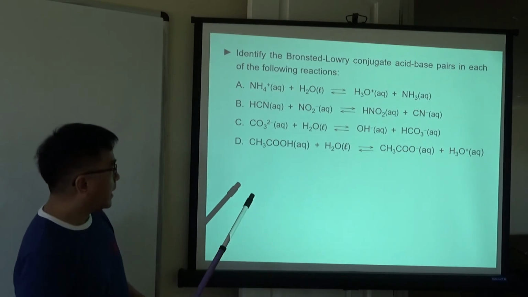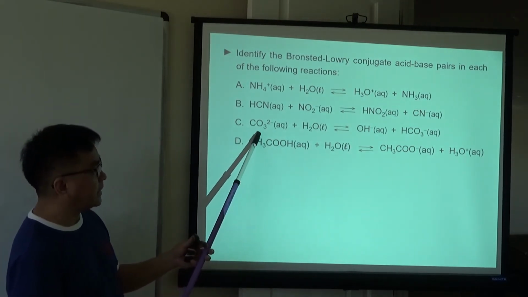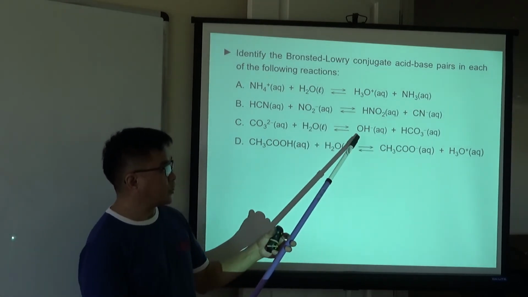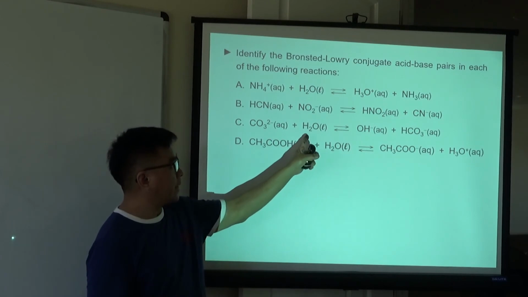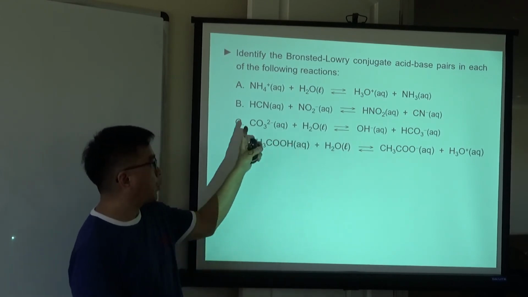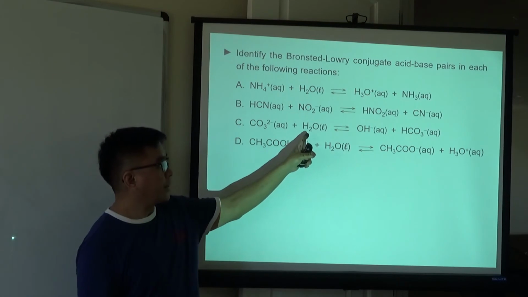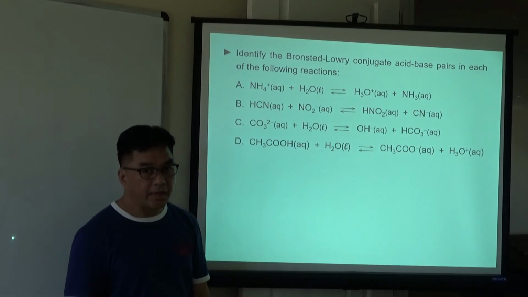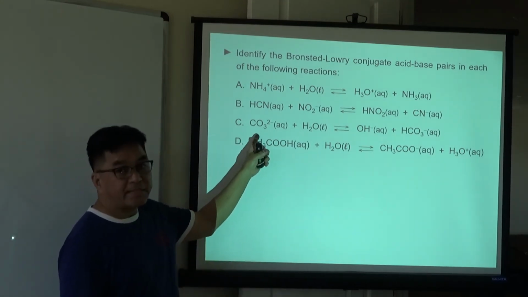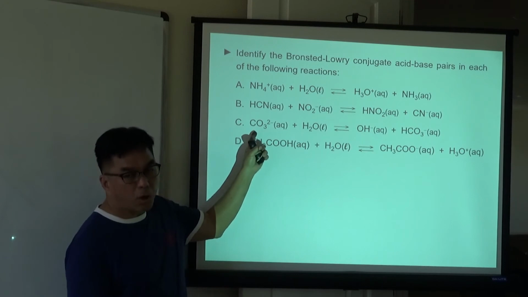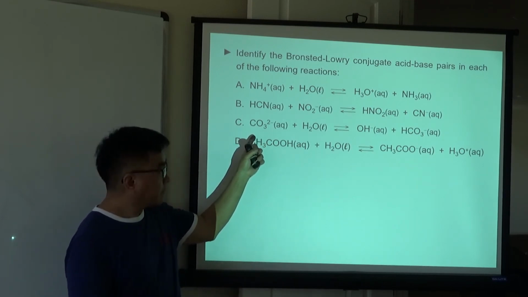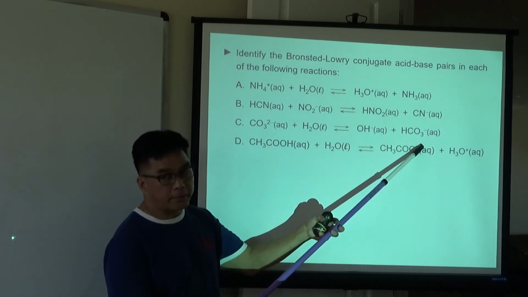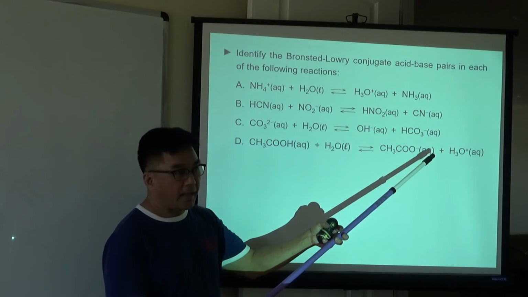Example C, you have carbonate ions reacting with water to give you bicarbonate and hydroxide. In this case, water is a proton donor. It donates a proton to carbonate ions, so it's an acid, and when it loses that proton, it becomes hydroxide. So that's the conjugate base. And carbonate ion receives a proton from water, so that's a Bronsted-Lowry base. When it accepts that proton, it becomes hydrogen carbonate, so that will be the conjugate acid.